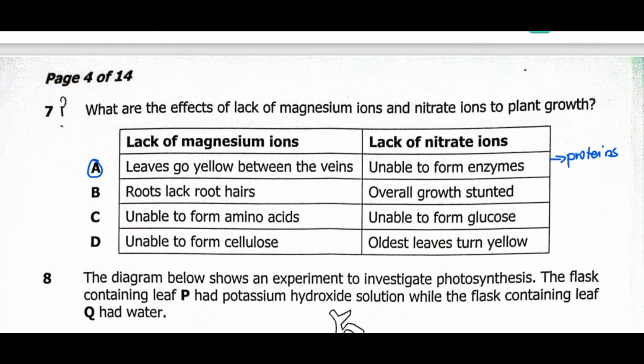So in some books you may find the importance of nitrate ions. It is used in the formation of proteins. Then proteins are what? The enzymes. Because one of the characteristics of enzymes, we say enzymes are proteins in nature.